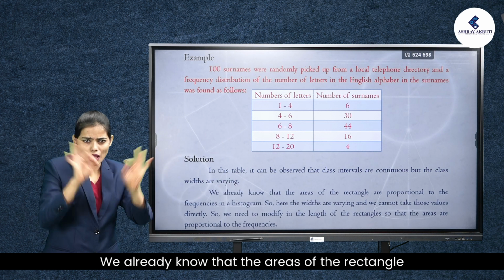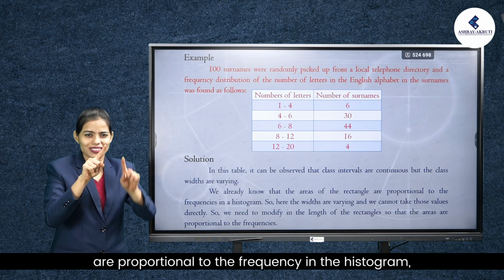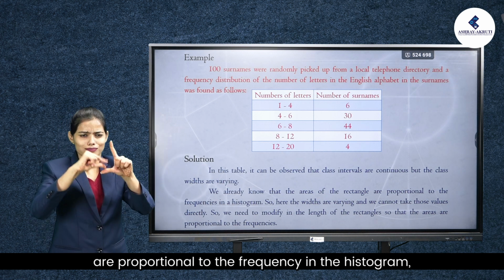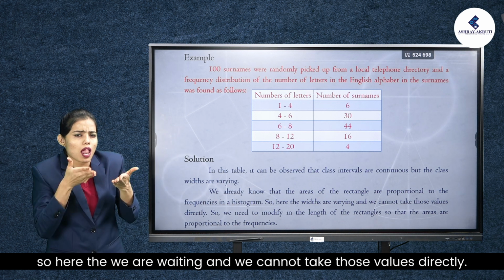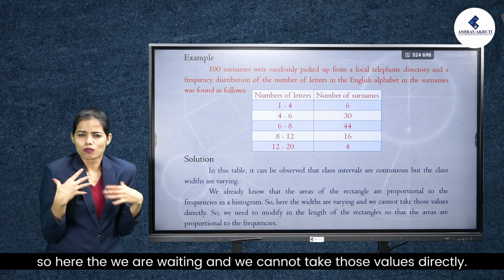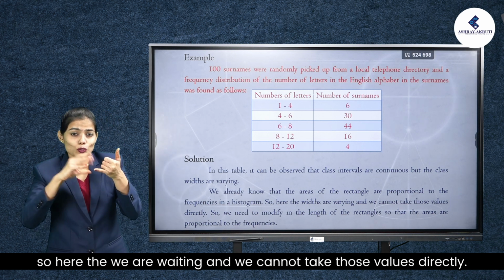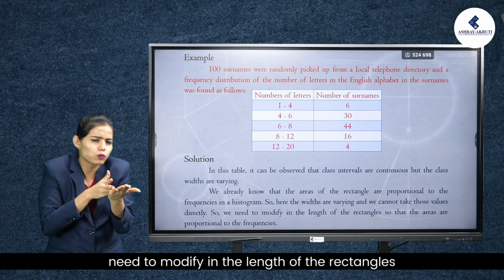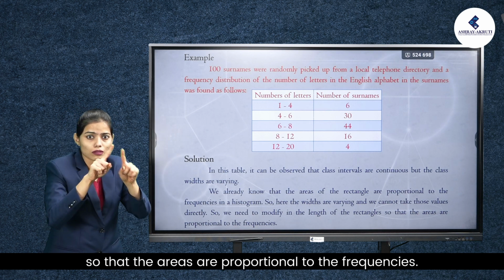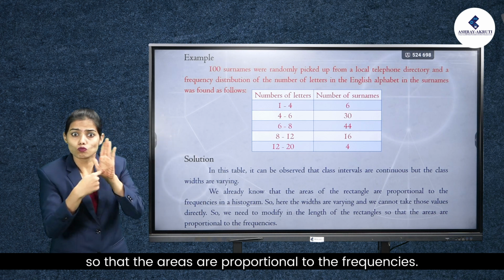We already know that the areas of the rectangles are proportional to the frequency in a histogram. So, here the widths are varying and we cannot take those values directly. So, we need to modify the lengths of the rectangles so that the areas are proportional to the frequencies.